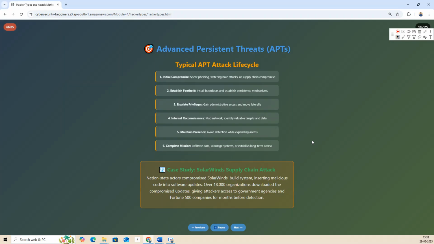So let's come to APTs. What are APTs? Advanced persistent threats, which represent the evolution of cyber warfare. These aren't quick hit-and-run attacks. These are sophisticated multi-stage campaigns that can persist in your environment for years without detection. Let me walk you through the typical APT attack lifecycle, because understanding this progression could help you detect an attack in progress. The first is initial compromise.